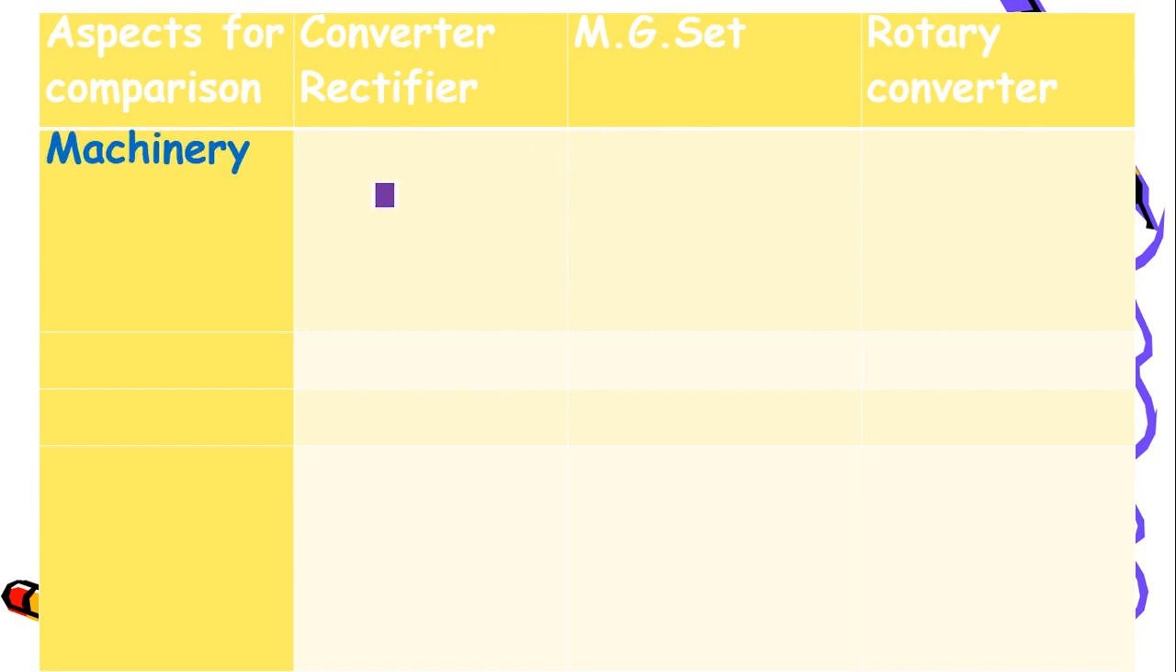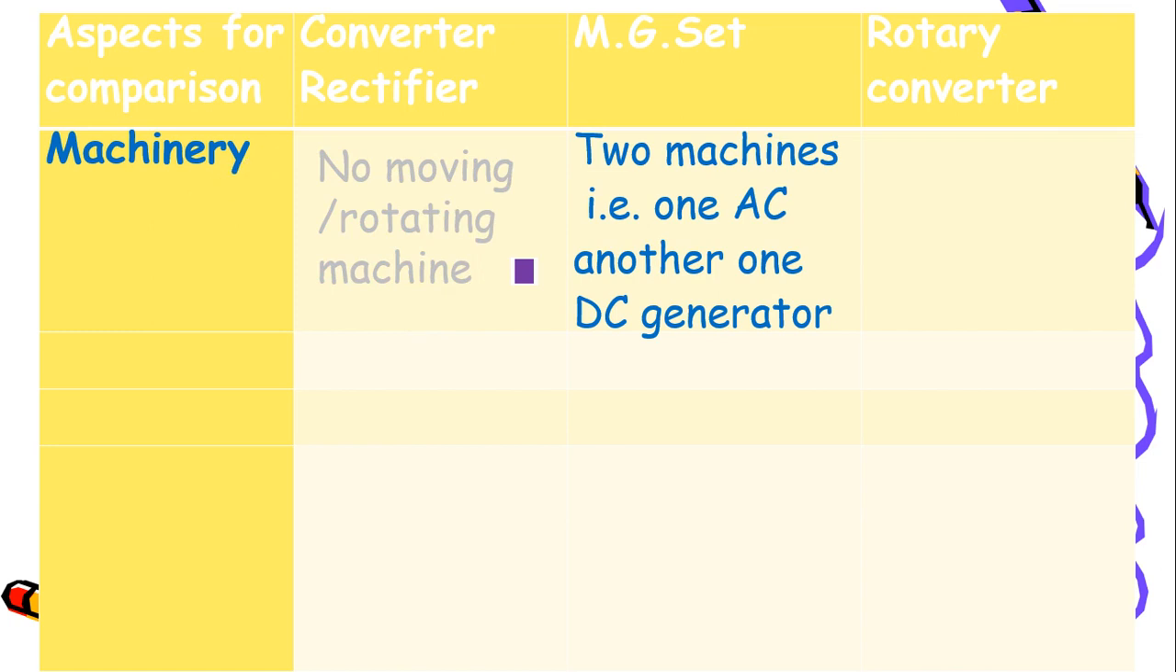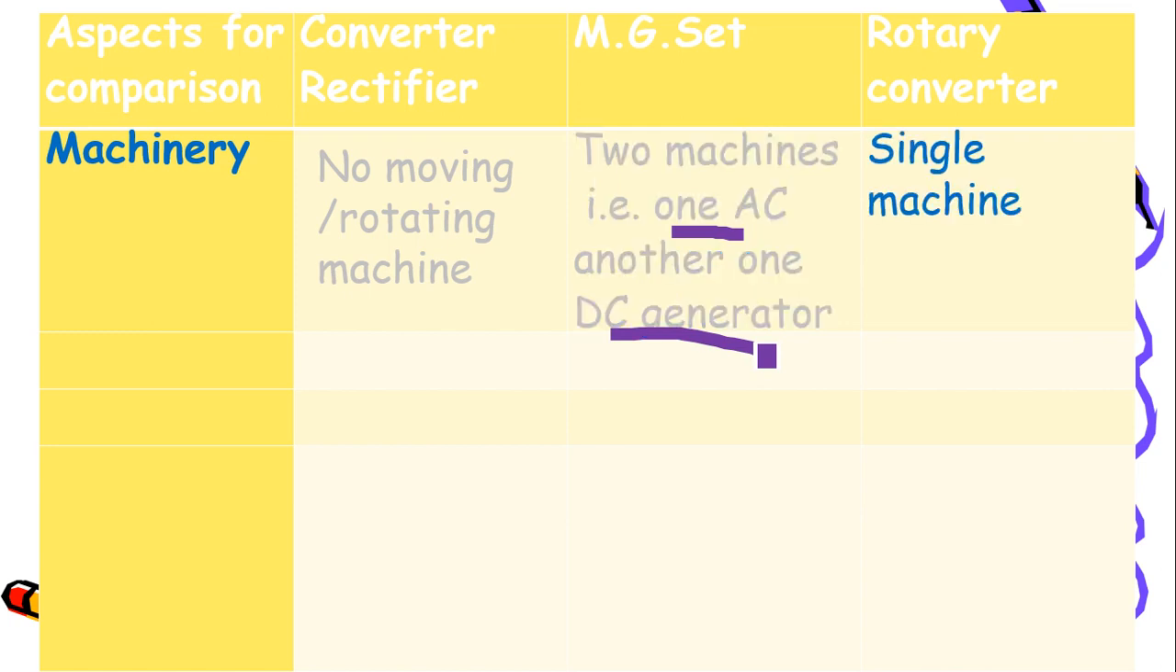The first point, requirement of machinery. For the converter rectifier, there is no moving or rotating machine. It is totally static. And in the MG set, we know there are two machines, one for AC and the other a DC generator. They will be mechanically coupled. And the rotary converter is a single machine which has an armature winding, and it can be fed AC supply, and the output we will be getting is DC. And additionally, it will have a DC field winding.